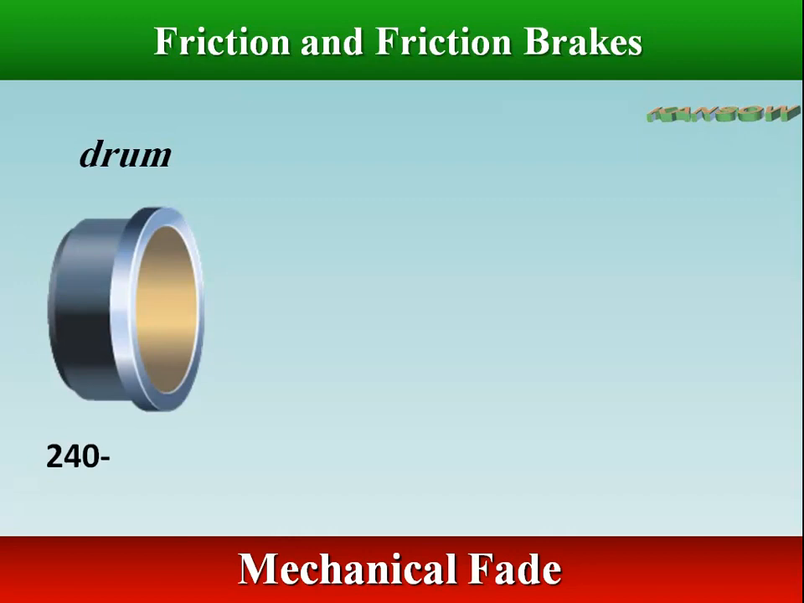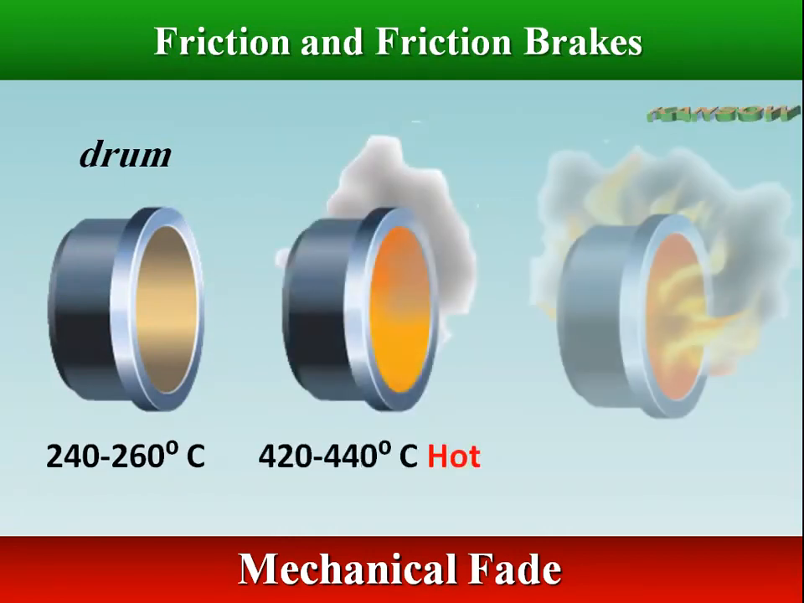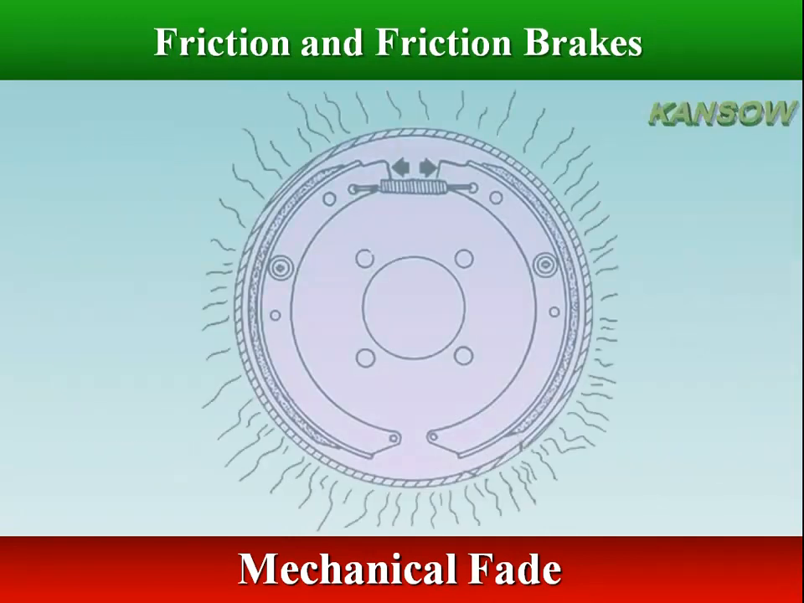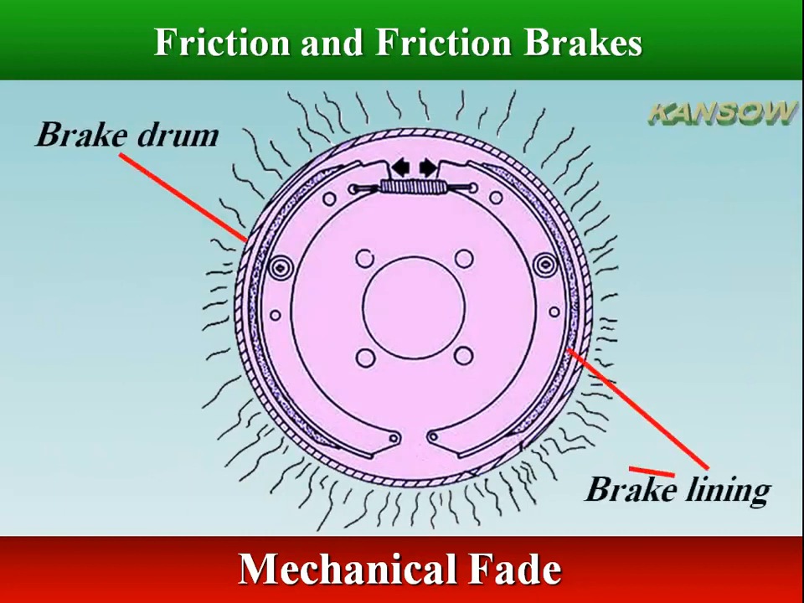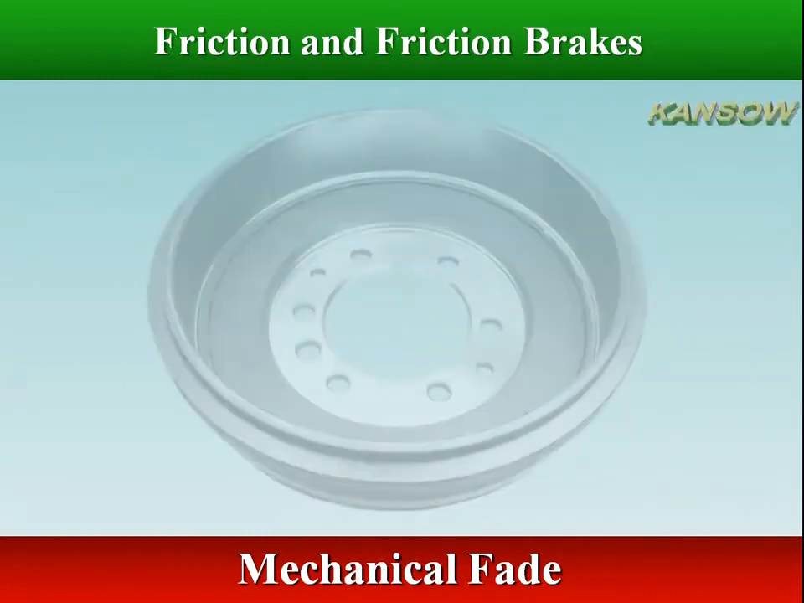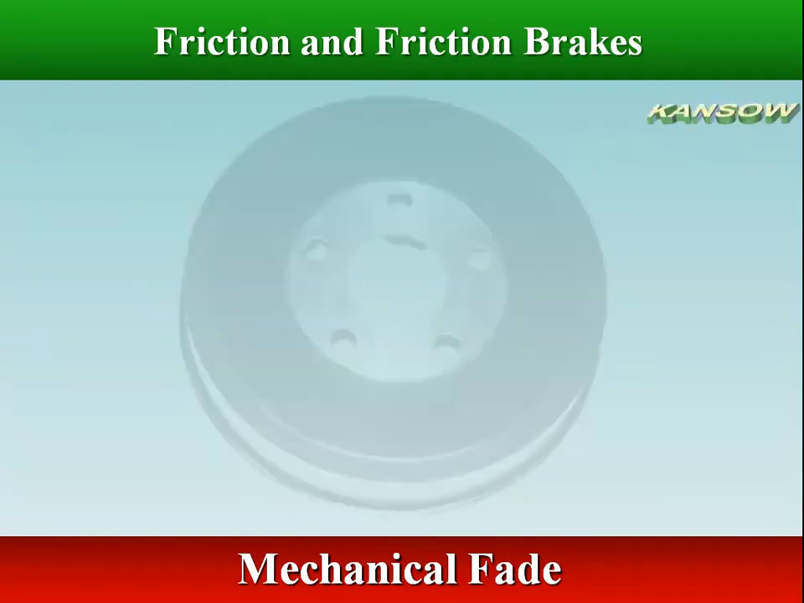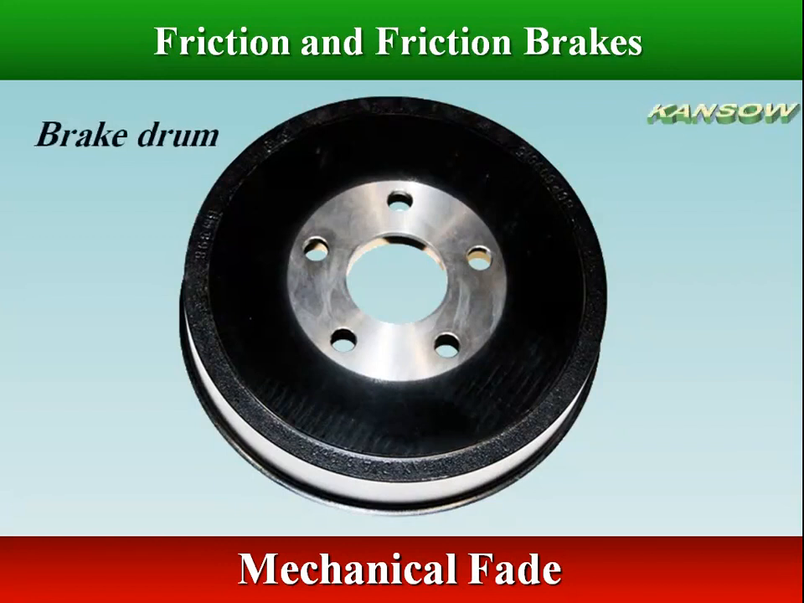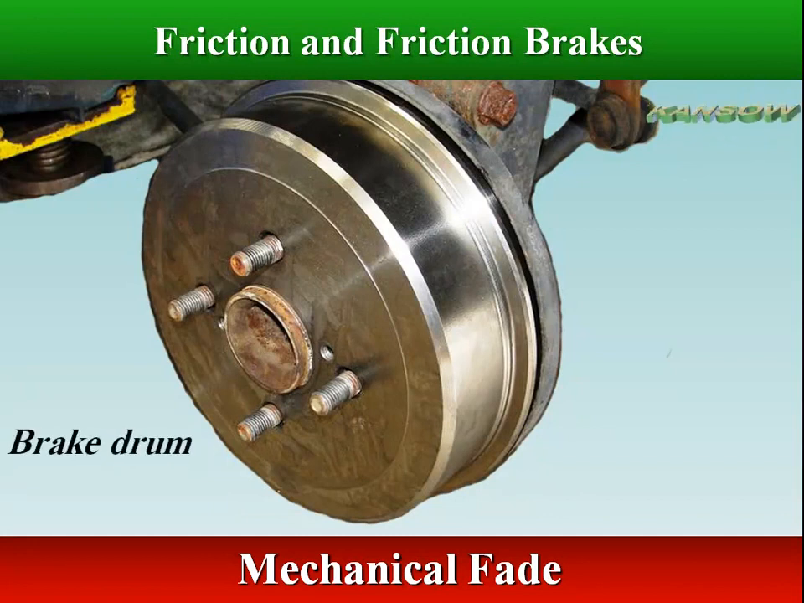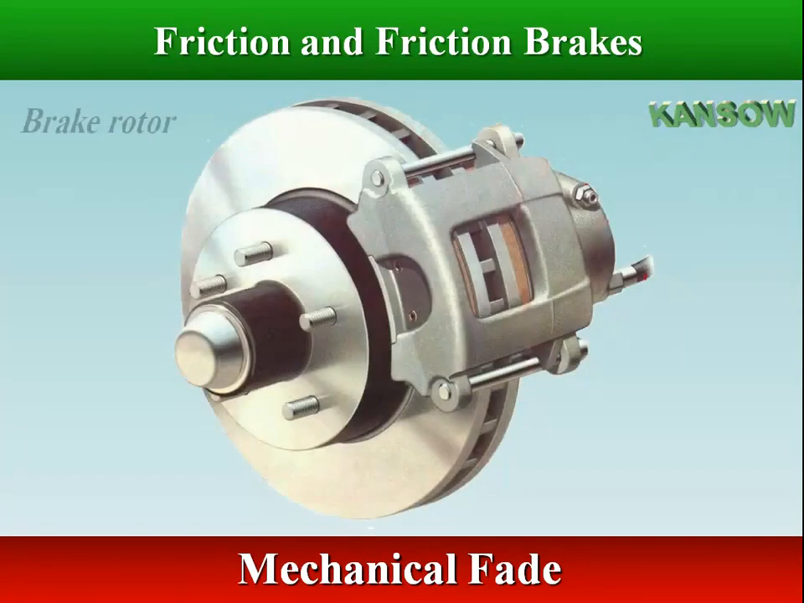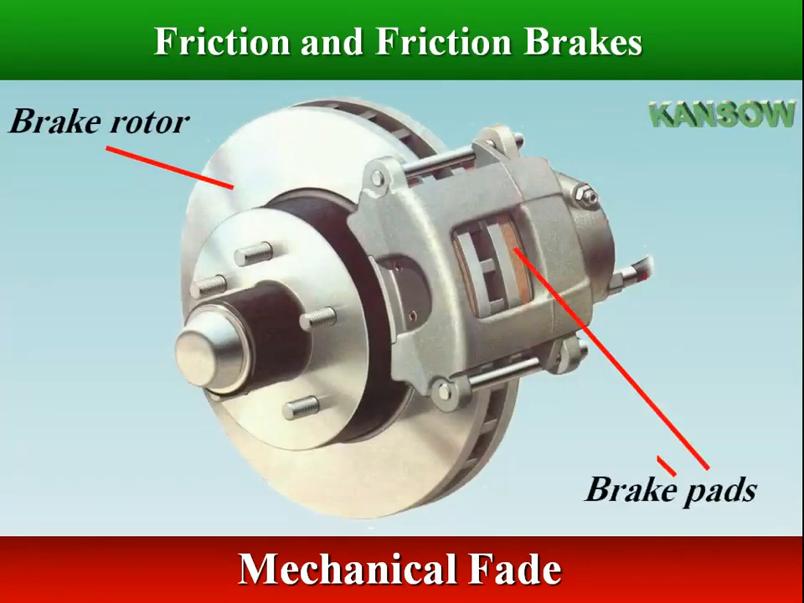Mechanical fade occurs when the brake drum overheats and expands away from the brake lining, resulting in increased brake pedal travel. Mechanical fade in drum brakes is reduced by using larger or heavier drums that absorb more heat before they expand too far. Cooling fins are also added to the drums, or they are made partially of aluminum, to help speed heat transfer to the passing air. Mechanical fade is not a problem with disc brakes, because as a brake rotor heats up it expands toward the brake pads rather than away from them.